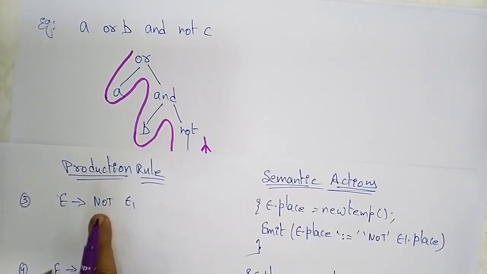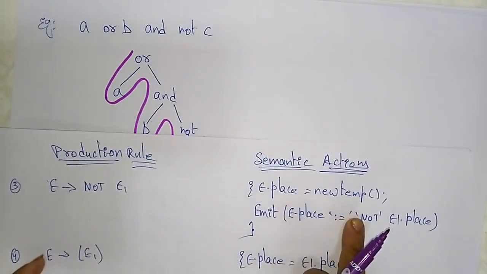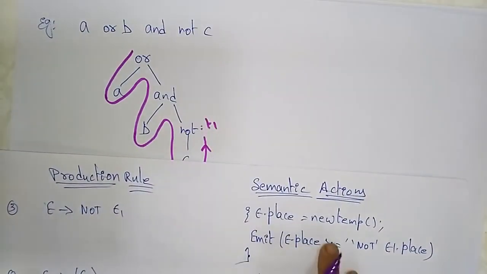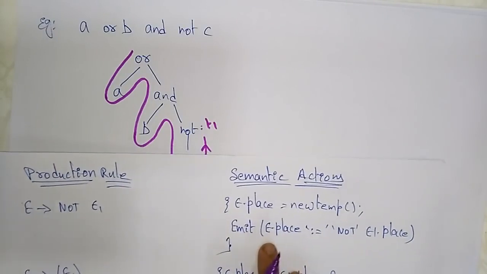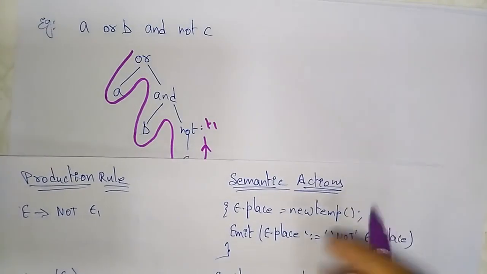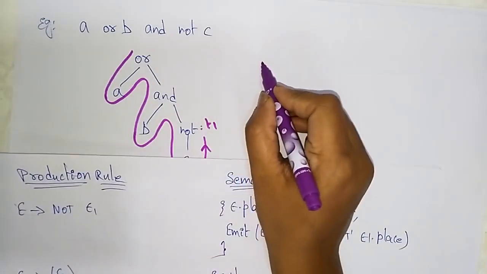So whenever the reduction is there, what is the action? E dot place is equal to new temporary variable. Means you have to assign a temporary variable. Let's take T1. Okay. And then you have to place E dot place is equal to not E1 dot place. So you have to write this step here.